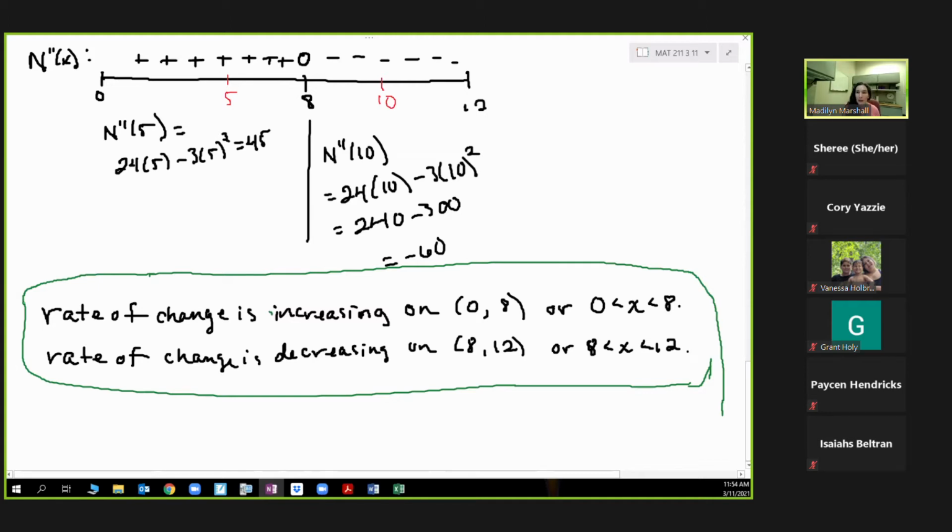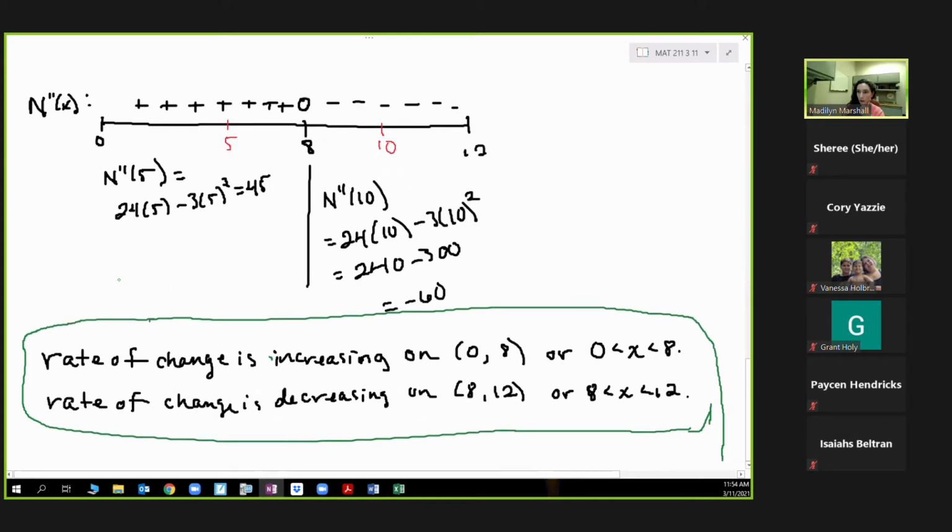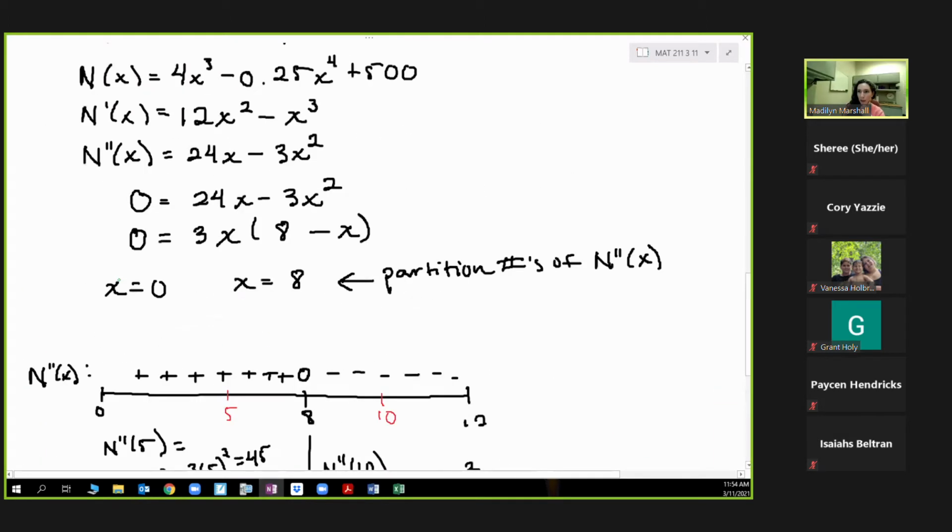So this problem was not actually new stuff. We have been finding concavity since last week, but it's just the wording is different. So we have to kind of figure out what is being asked here. So let's look at part B.